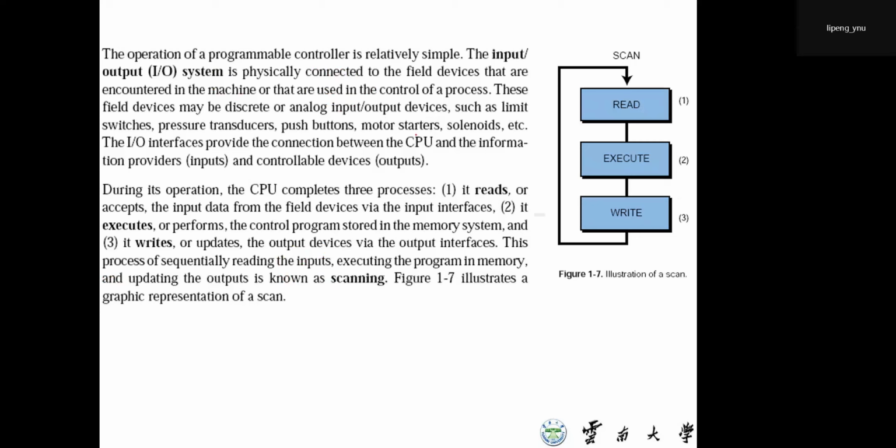And we can see the operation of the programmable controller is relatively simple. The input and output system is physically connected to the field device, such as encountered in the machine or used in the control of the process. This field device may be discrete or analog inputs, outputs.